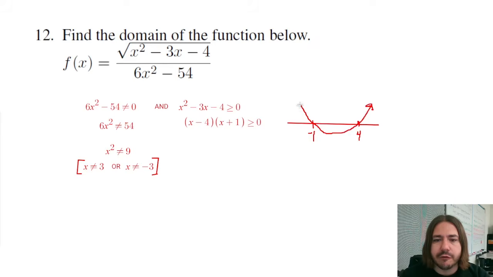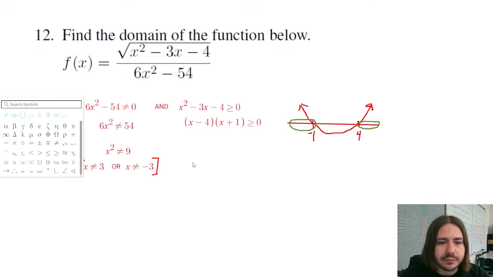So if I'm looking for where this function is greater than or equal to 0, that's going to be to the left of negative 1, and including negative 1 because it does equal 0 there, and then also to the right of 4 and including 4. So my solution here is going to be that x can be less than or equal to negative 1, or x can be greater than or equal to 4.